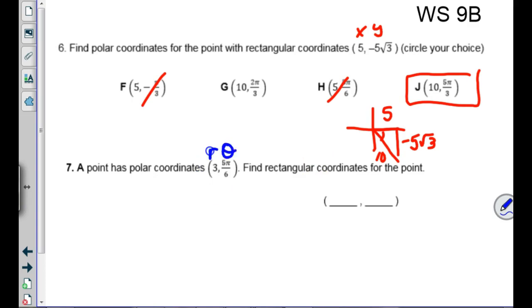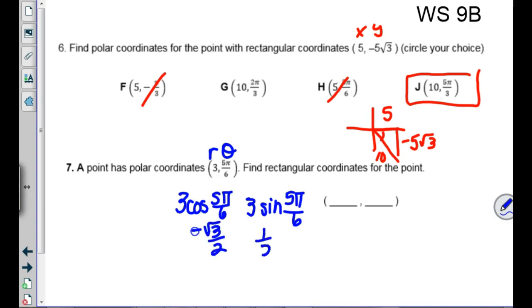This is an r and a theta. So to find the coordinates, you could just do 3 cosine 5 pi over 6 and 3 sine 5 pi over 6. I would do exact, but it doesn't say you have to. So you could just type them in your calculator, but just make sure you're in radians. So at 5 pi over 6, the coordinate is negative square root of 3 over 2 and positive 1/2, I think. And you're multiplying those both by 3 to get negative 3 square root of 3 over 2 and positive 3/2.